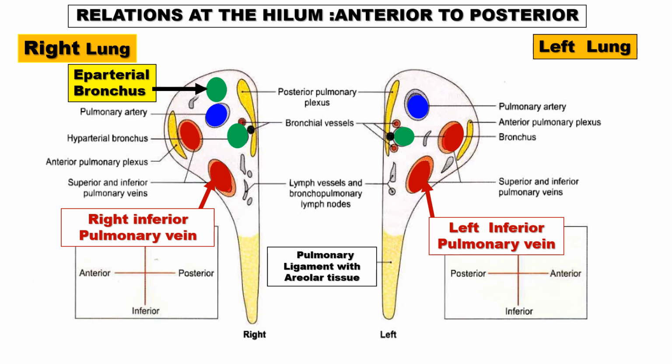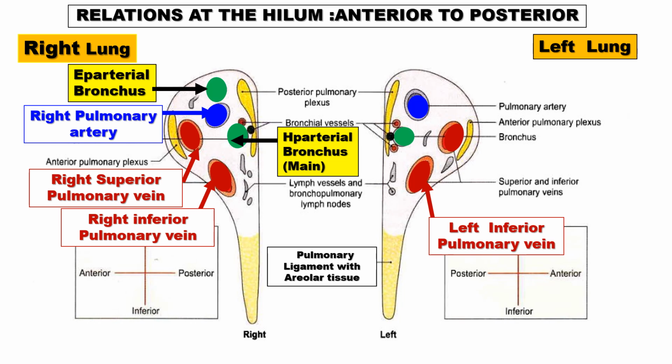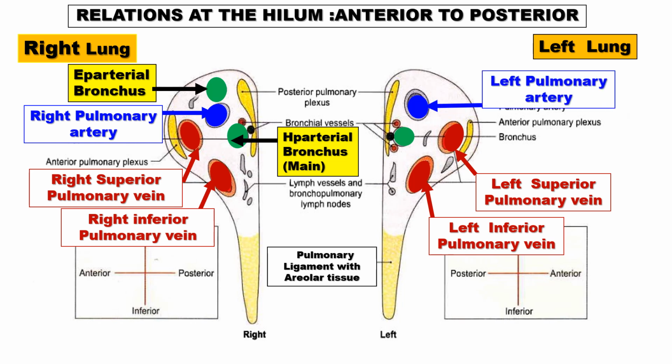The most anterior structure on the right lung is the right superior pulmonary vein. The intermediate structure is the right pulmonary artery. The most posterior structure is the hyparterial or the principal bronchus. On the left side, the structures are similar. So we start with the most anterior structure, the left superior pulmonary vein. The intermediate structure is the left pulmonary artery and the most posterior structure is the hyparterial bronchus.